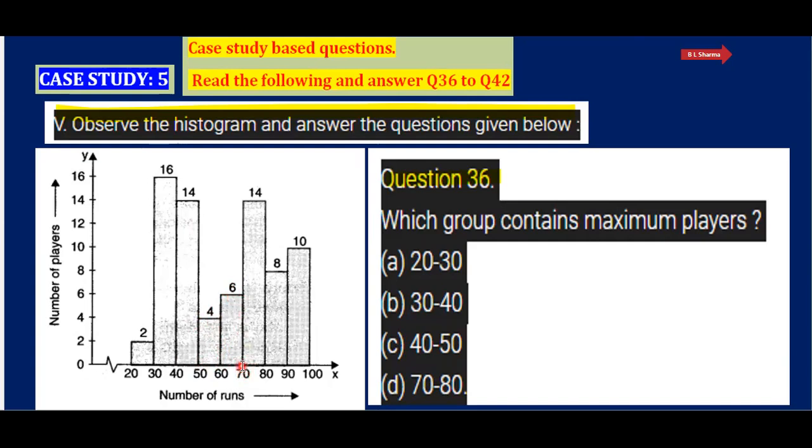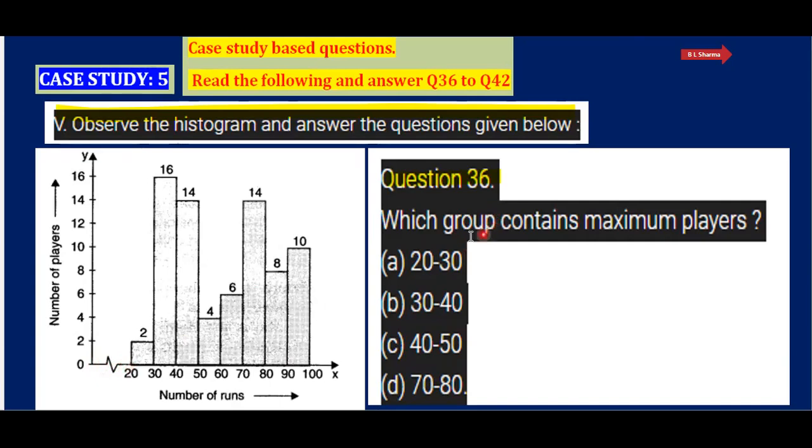70 to less than 80 runs, 14 players. 80 to less than 90 runs, 8 players. 90 to less than 100 runs, 10 players. This is the symbol of a break sign. It means we have assumed that from here to here is 0 to 20 runs. This is the assumption sign, right?